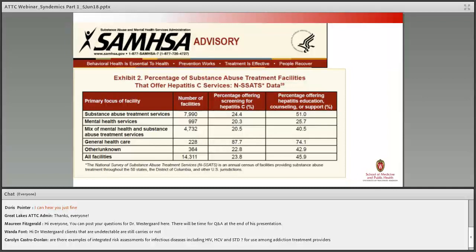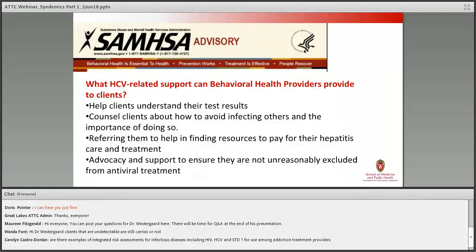If they were sites that provided general health care in addition to substance abuse treatment, they were higher than average. The rest of it, they were specifically mental health service providers or substance abuse treatment were low. And this comes directly from the text of this advisory. So in a heading called "What HIV-related support can behavioral health providers provide to clients?"